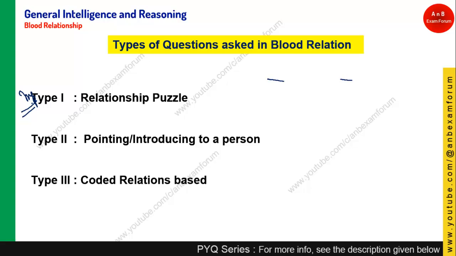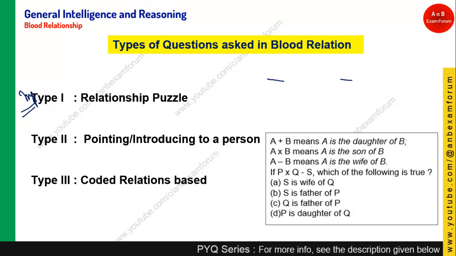After that, the third is coded relation based. Coded relation based means there will be certain symbols which denote some relation. After that there will be one expression, and you need to tell what this expression means, mostly at the extreme symbols.